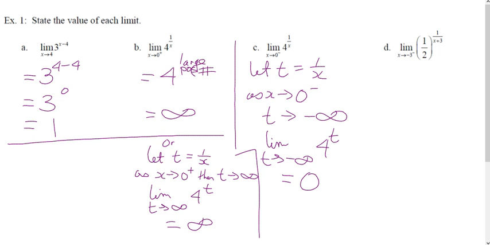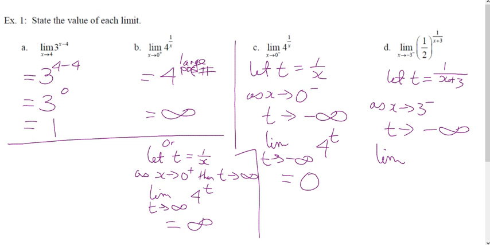And similarly for d, we could say, let t equal 1 over x plus 3, and then say as x approaches 3 from the left, then t will approach negative infinity. And then we just do the limit. So now we've got x's out of there, we're just interested in t. So the limit as t approaches negative infinity of 1/2 to the 1 over t will be infinity. Okay, so it's just an alternative method of doing that.